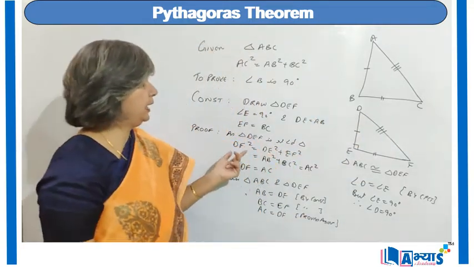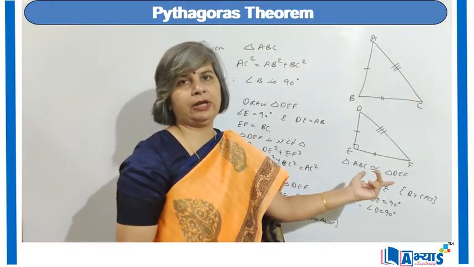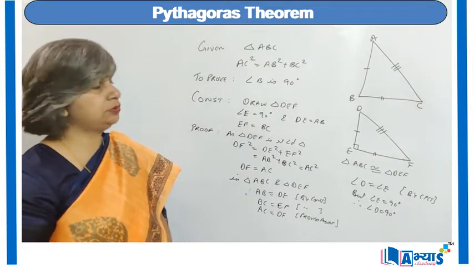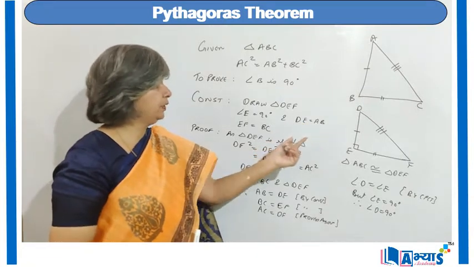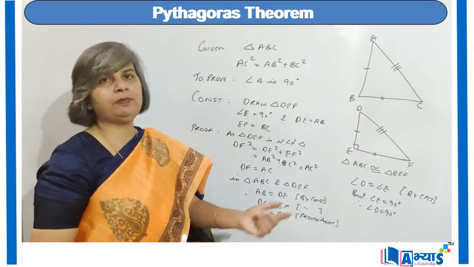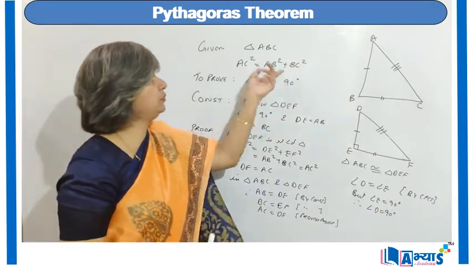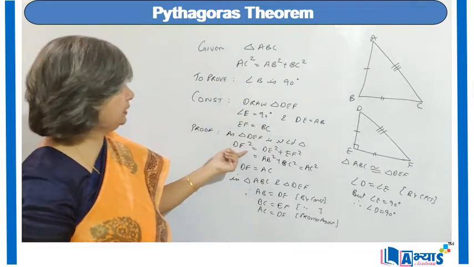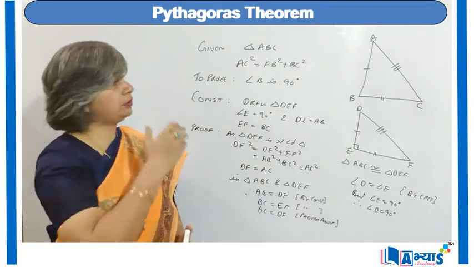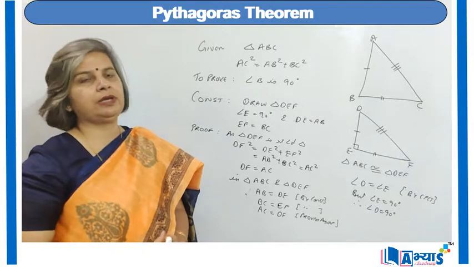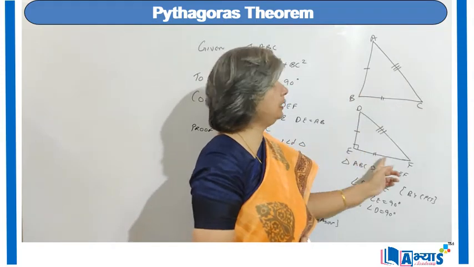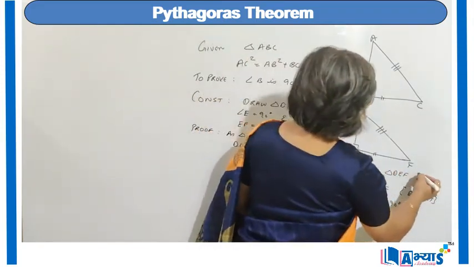Now in the two triangles, as DEF is a right angle triangle, DF square is equal to DE square plus EF square by Pythagoras theorem, and DE is equal to AB. So we have replaced DE with AB and EF with BC. So I got AB square plus BC square, and AB square plus BC square is equal to AC square. It has been given to us. So that means DF square is equal to AC square, or we can say DF is equal to AC. Now in the two triangles, three corresponding sides of one triangle are equal to the three corresponding sides of the other triangle. Therefore triangle ABC is congruent to triangle DEF by the SSS criteria.